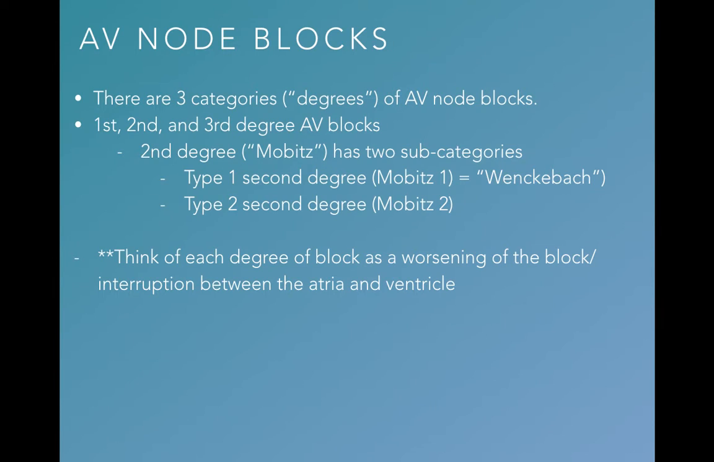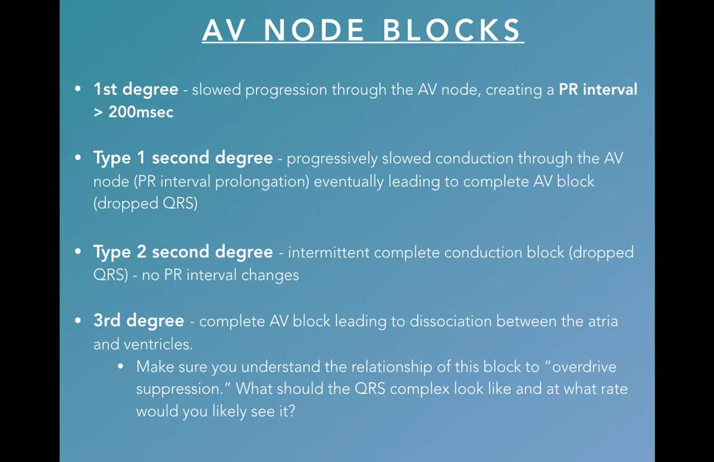So there's two types of Mobitz blocks, and then there's a third degree AV block. And then I also wrote, think of each degree of block as a worsening of the block. So you'll see that as we move forward. So first degree, it's slowed progression through the AV node, which prolongs the PR interval. Normally it's under 200 milliseconds, which is one big block. So if you see the PR interval is greater than the big block, you know that something's going on, probably some type of AV nodal block.